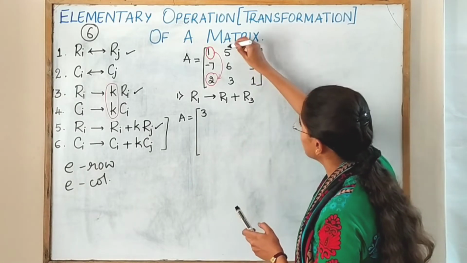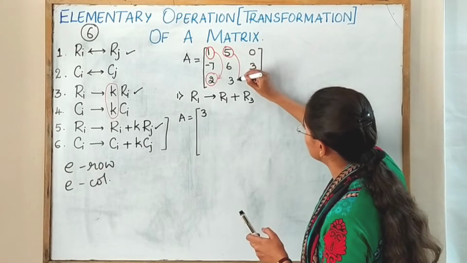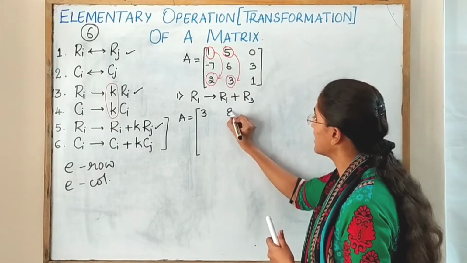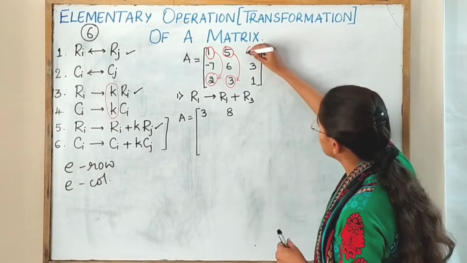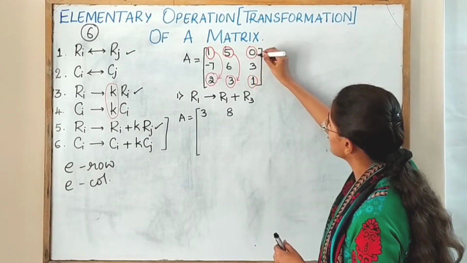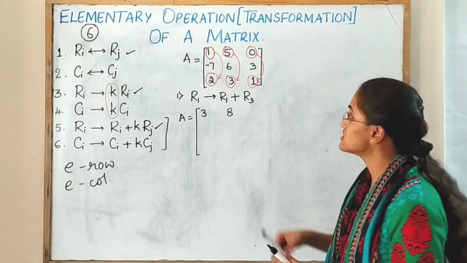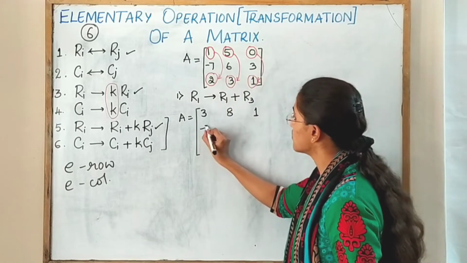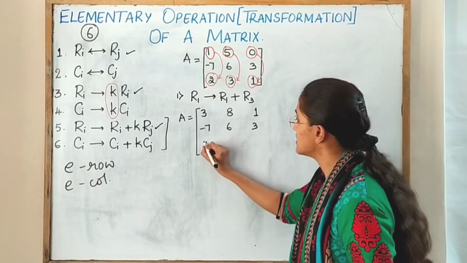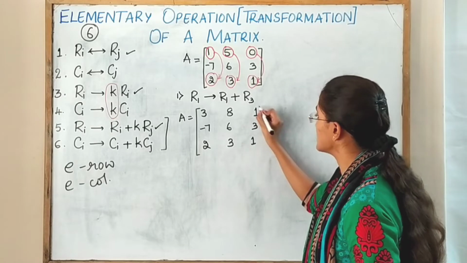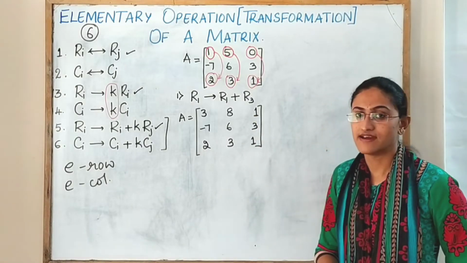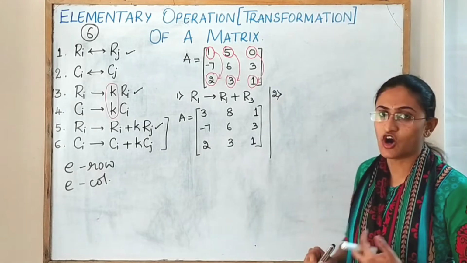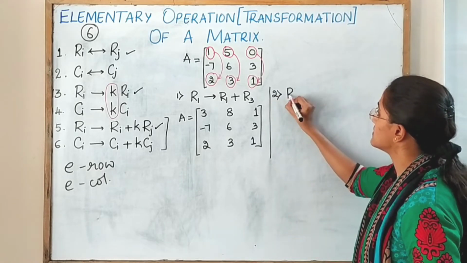Similarly, taking the second element and its corresponding element in R3, adding those, we get 8. In a similar fashion, the third element also, taking these two elements, adding both, we get a new element as 1. And also the second row remains unchanged and the third row also remains unchanged. Right?